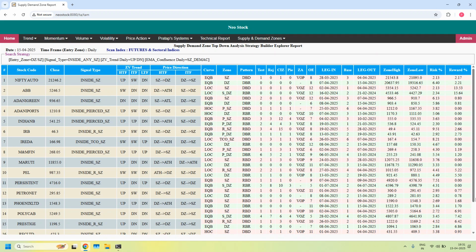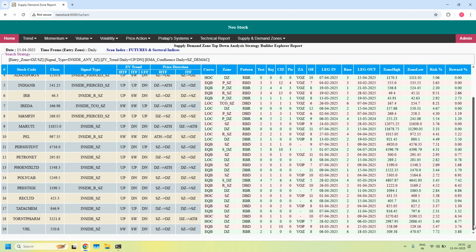Let's filter. We got a big list. First 15 stocks in the list. So total 19 stocks are filtered. Okay, this is about the daily time frame.